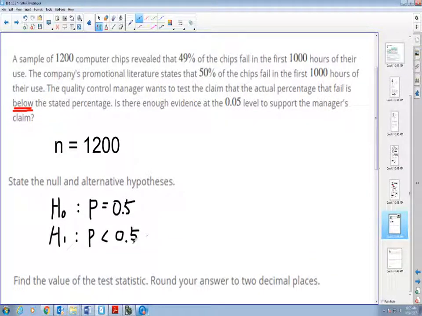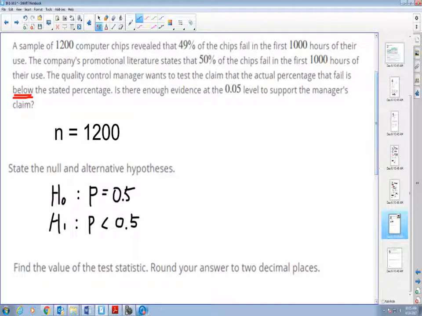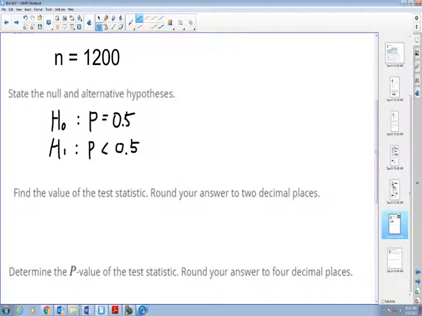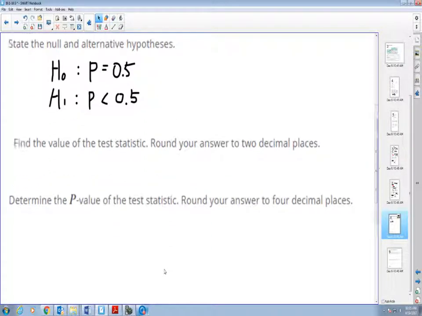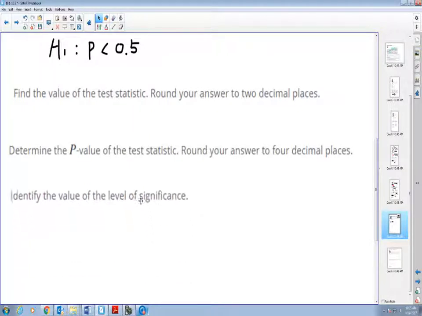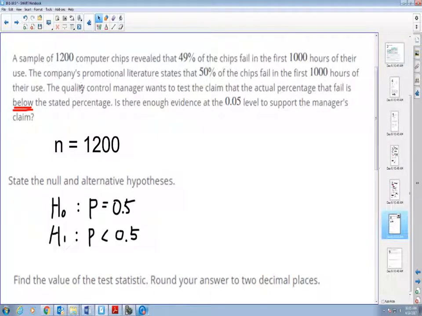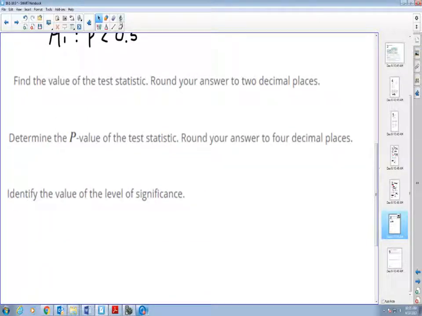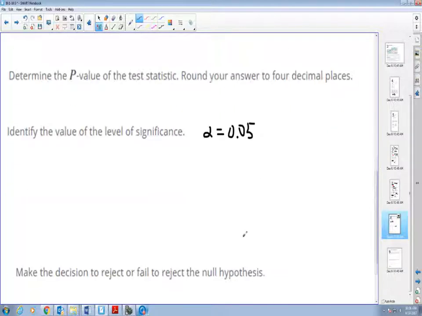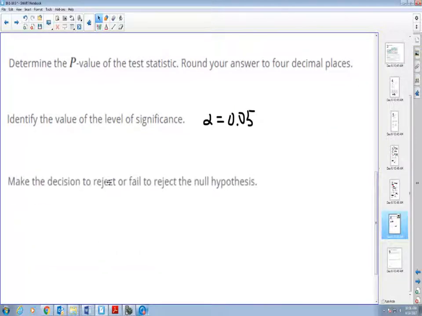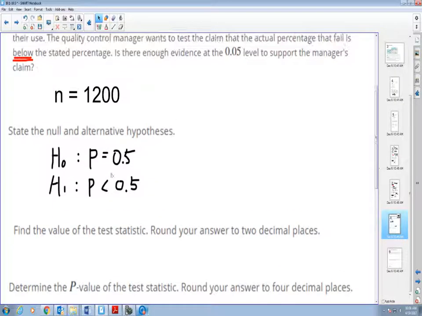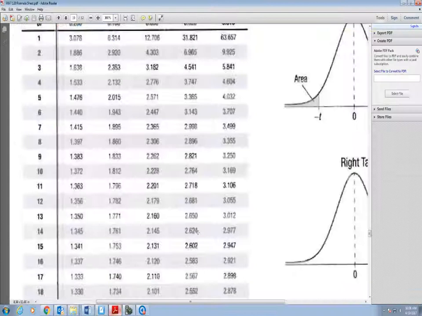Find the value of the test statistic, which we'll do in the calculator. Find the p-value. Identify the level of significance, which is 0.05, so my alpha is 0.05. Then we're going to make a decision. This is going to be a left-tail test like the previous problem. Let's look at the formula sheet for a minute.